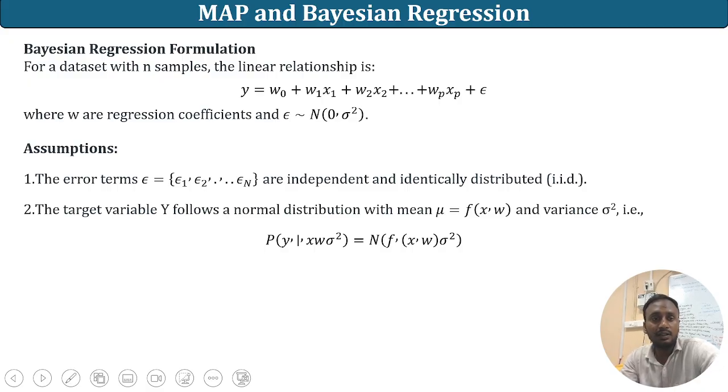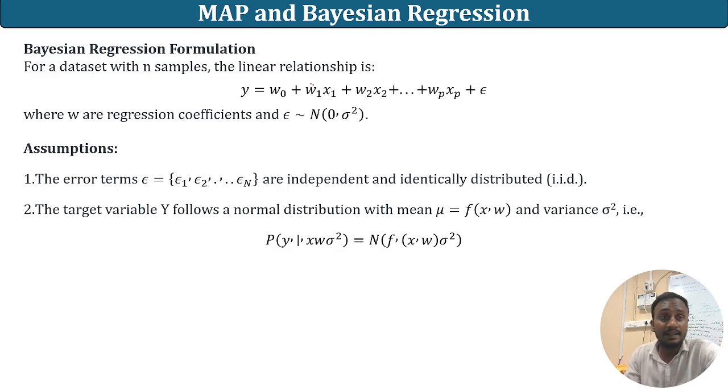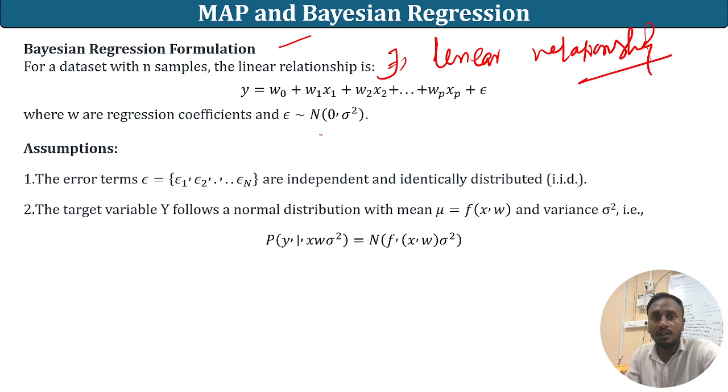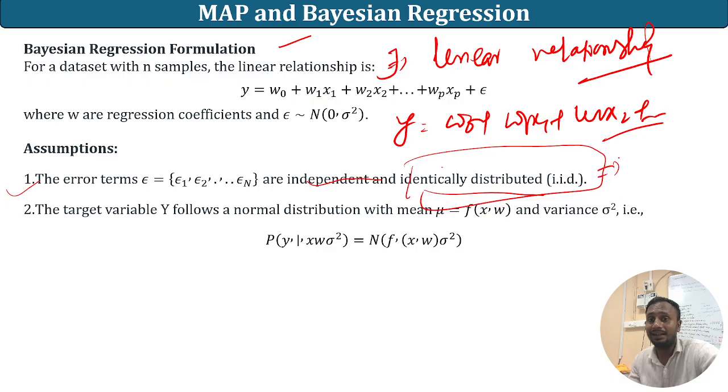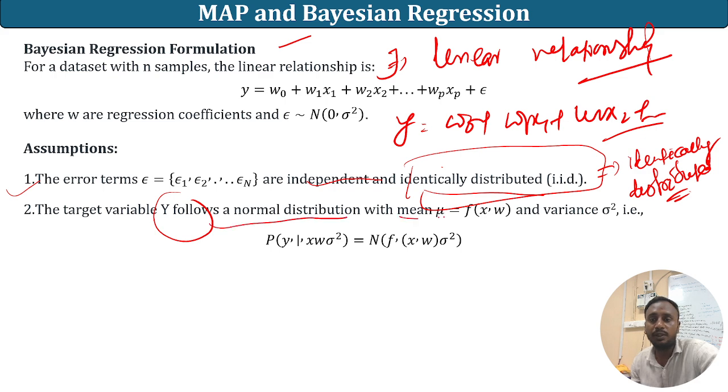So what is the formula for that? The Bayesian regression formula for the linear relationship, we'll be having y is equal to... The assumptions will be that the error terms will always be independent and identically distributed, IID, and the target variable y follows a normal distribution with the mean and variance.